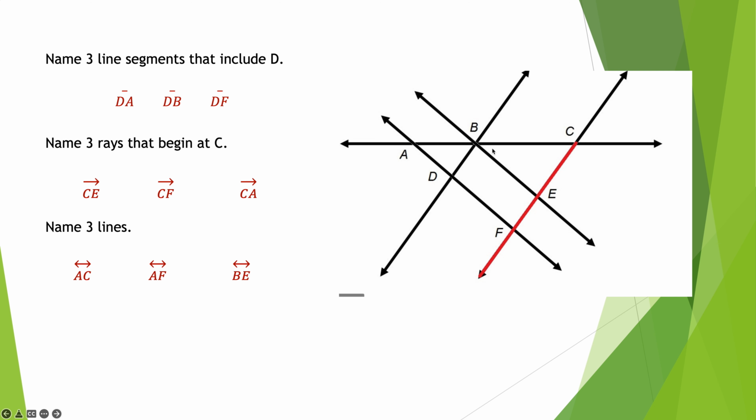Name 3 lines. We have A through C, this horizontal line at the top, A through F, this lower of the 2 parallel lines, more about parallel properties later, and B to E. Okay.